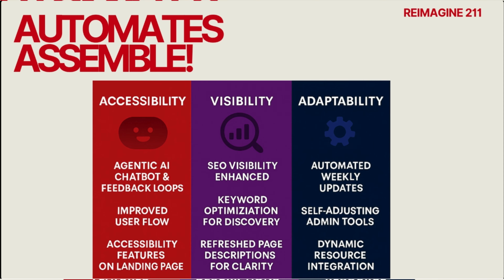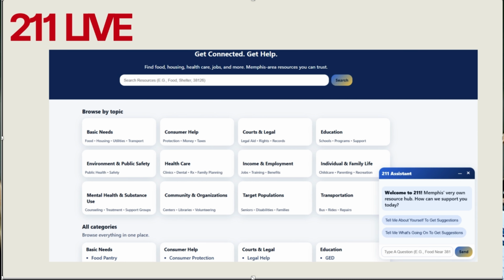So we wanted to create an admin site that automated things so that we could do automated weekly updates of the data, self-adjusting admin tools, as well as a dynamic resource integration. So, how do we do it? Instead of going through all of it, I'm going to just do this for time's sake. We did create this chatbot here.